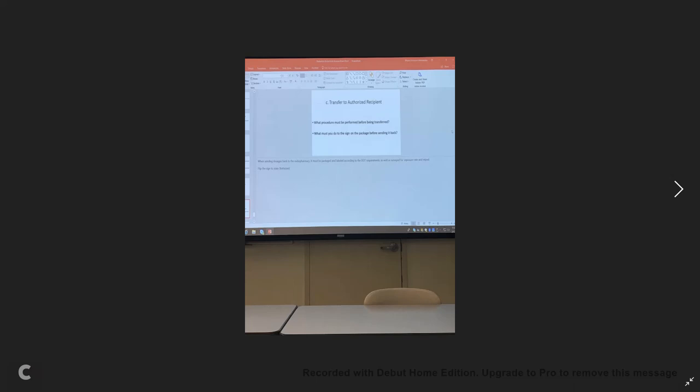Transfer to authorized recipient. What procedure must be performed before transferring? When sending dosages back to the radiopharmacy, they must be packaged and labeled according to the DOT requirements, as well as surveyed for exposure rate and wiped. What must you do to the sign on the package before sending it back? Flip the sign to state biohazard.